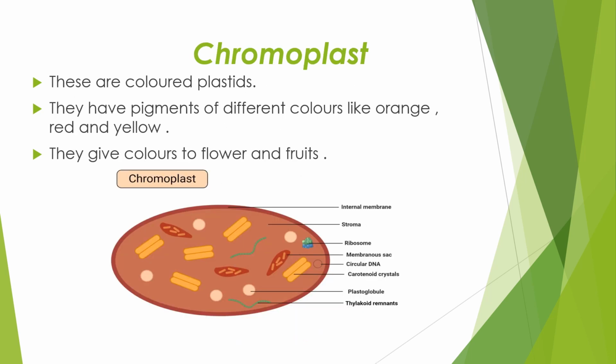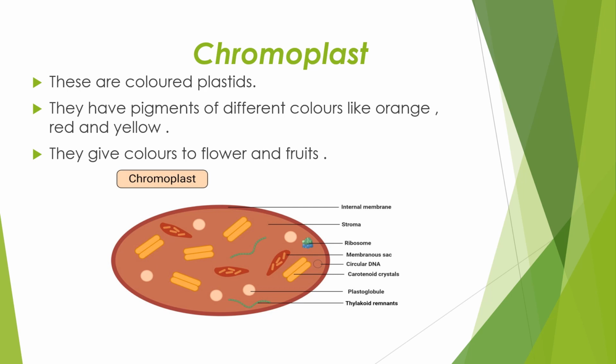Now, next one is the chromoplast. Next category of the plastid, that is the chromoplast. These are colored plastids. They have pigments of different colors like orange, red, and yellow. The chromoplasts are the colored ones. This gives the part of the plant a yellow, orange, or red color. So chromoplast contains the pigment which is also called carotenoid pigment. Chloroplast contains the pigment known as chlorophyll. Chromoplast contains the pigment called carotenoids, which imparts red, yellow, or orange color.